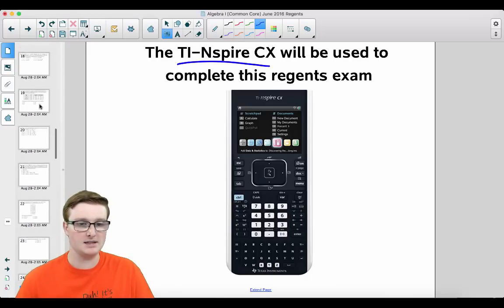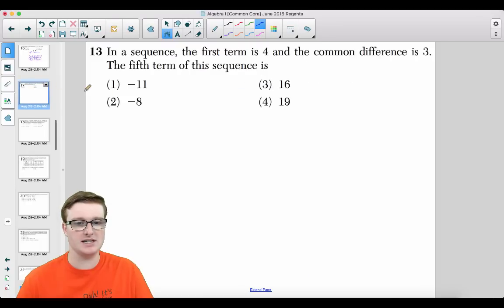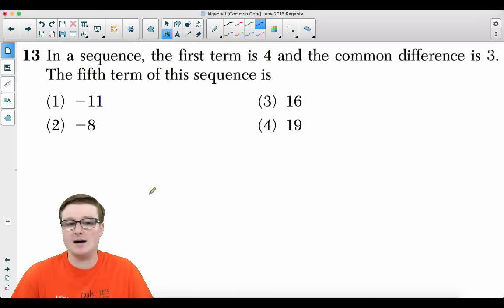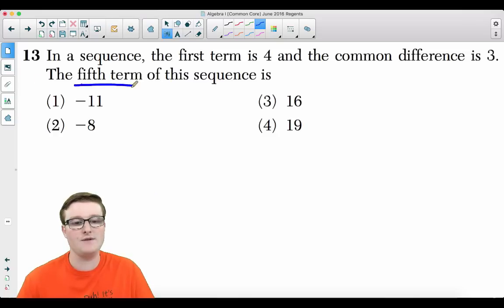Without further ado, let's begin. We're going to jump right to question number 13. Here we go. In a sequence, the first term is 4 and the common difference is 3. What is the fifth term of this sequence?